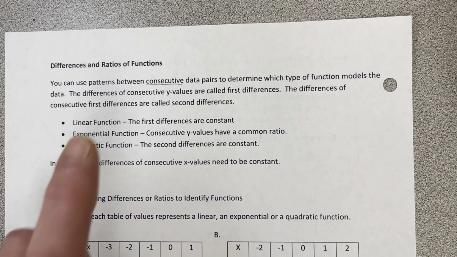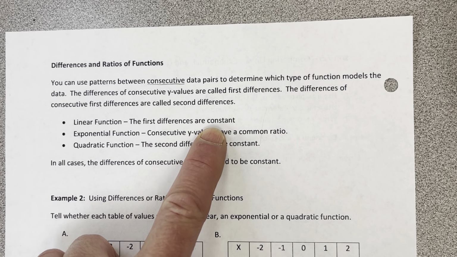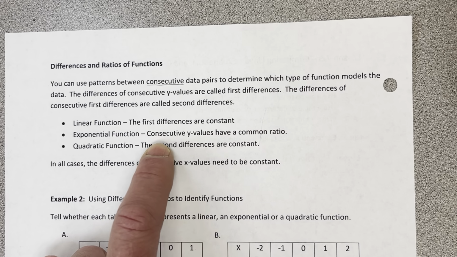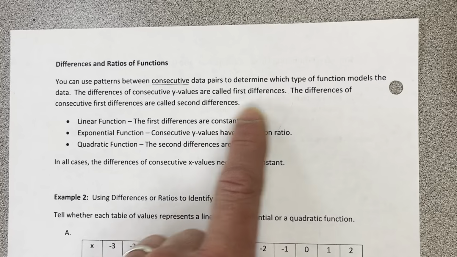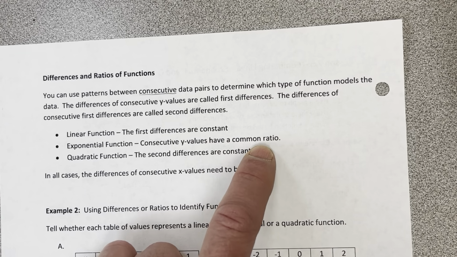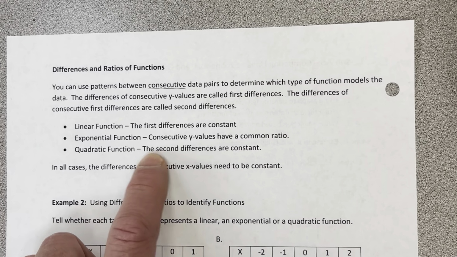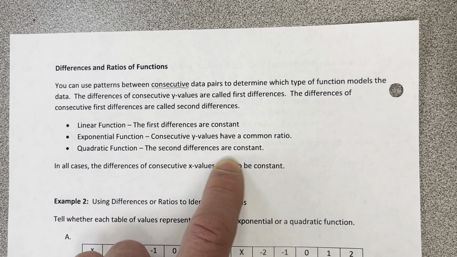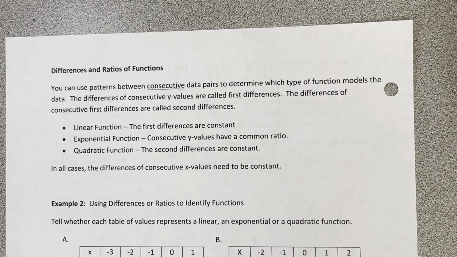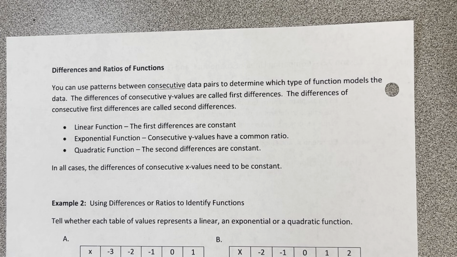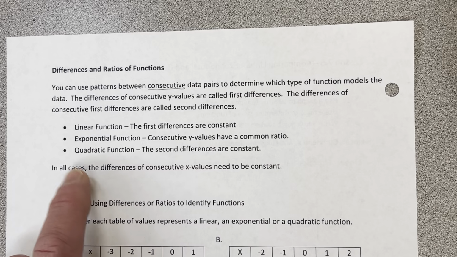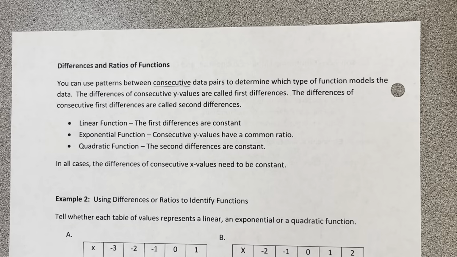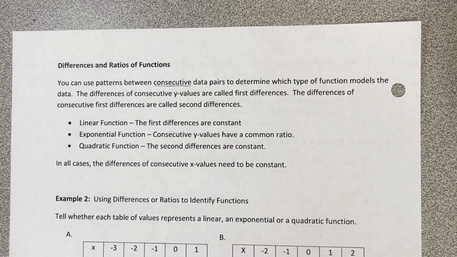So a linear function, the first differences are constant. For an exponential function, you're going to have a common ratio. It's not going to be differences, it's going to be a common ratio. And then finally with a quadratic function, it's not going to be either of these. And if you were to find the second differences, they're going to be consistent. They're going to be constant. And they remind you here, in all cases, the differences of consecutive x values need to be constant. They should be consecutive, ideally.